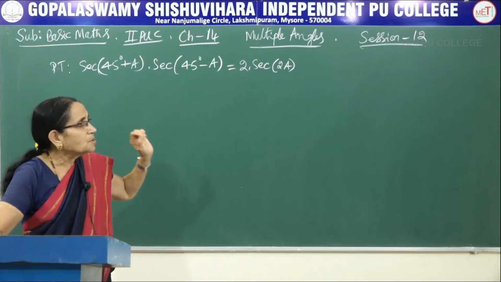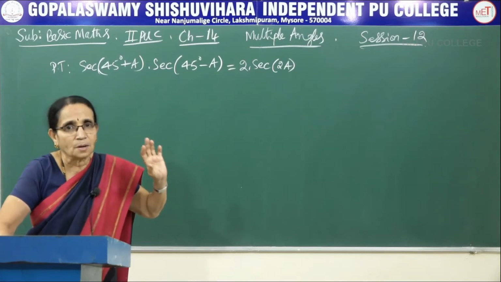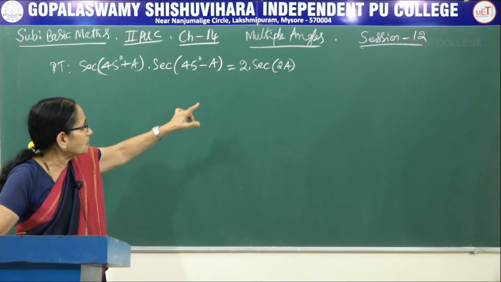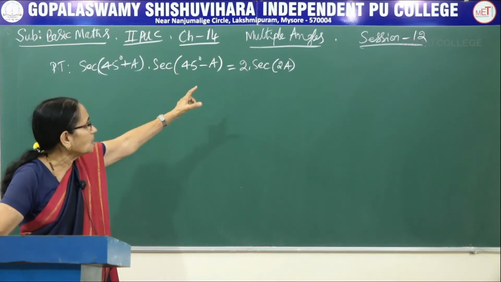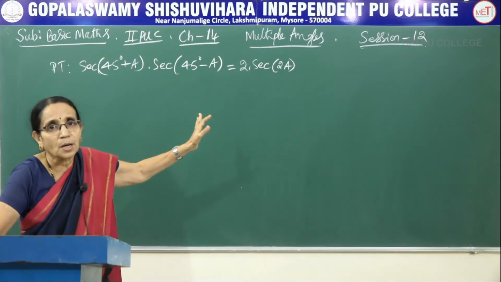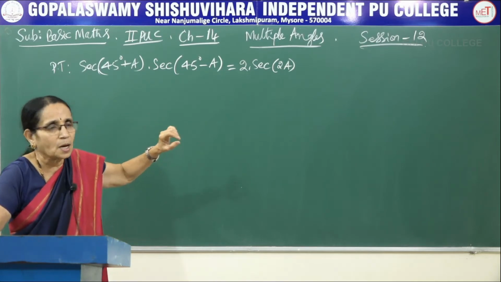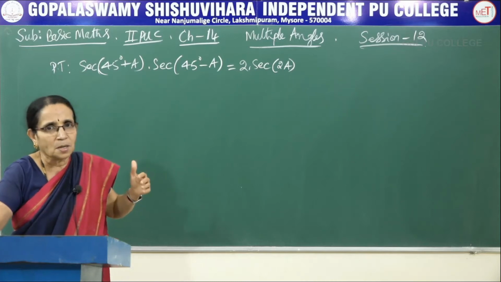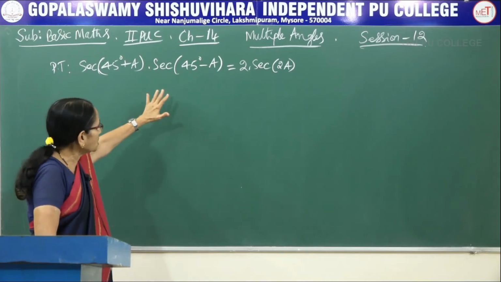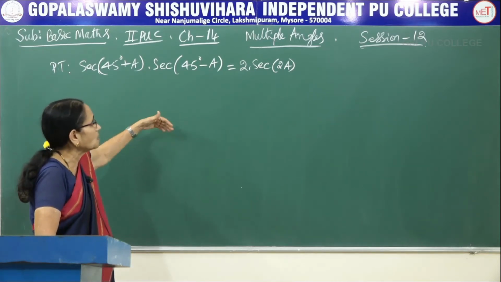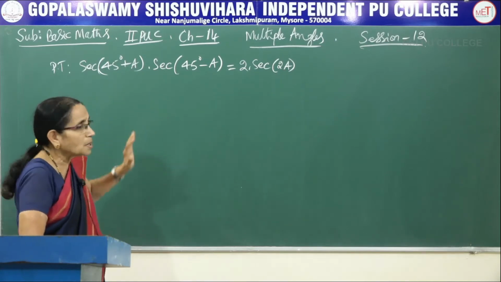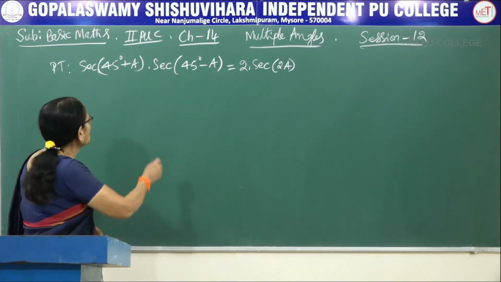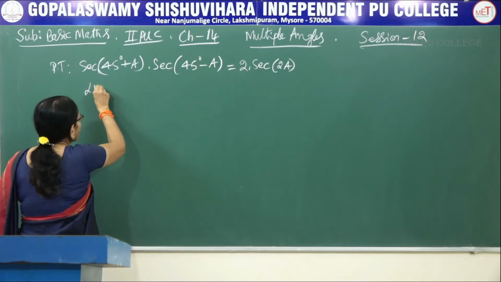And you know that secant is the reciprocal of cos. Therefore, our ultimate aim is to try to get 1 by cos of 2a. If we could get 1 by cos of 2a, automatically it becomes secant of 2a when you take it to the numerator. So to simplify this one, or to get the right hand side, we make use of the allied angle rule. Now let me start with the left hand side.